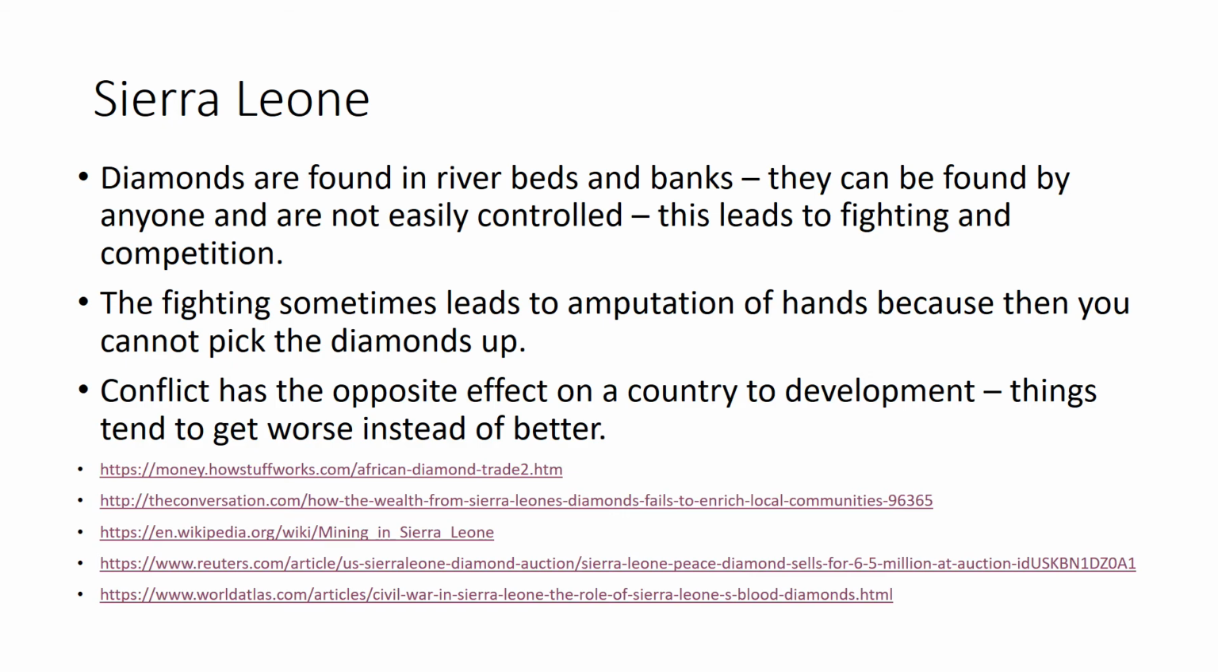This conflict then has the completely opposite effect on a country that development does. Development, your country should gradually get better and better and better. Conflict means your country gets worse and worse and worse. So this is a real problem. Okay, so they're your two countries to compare.